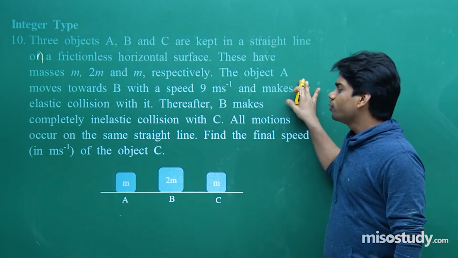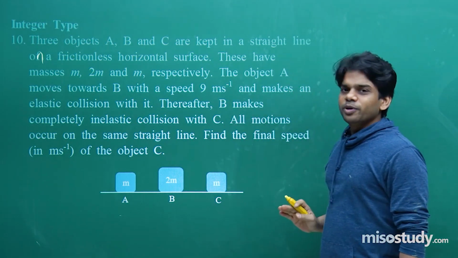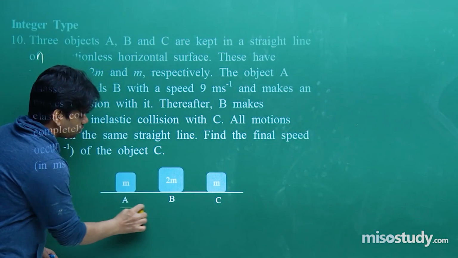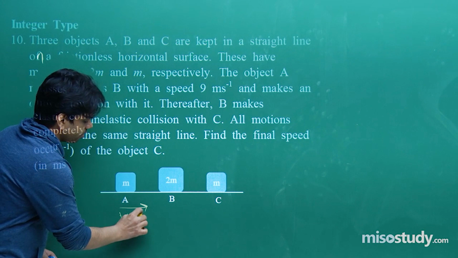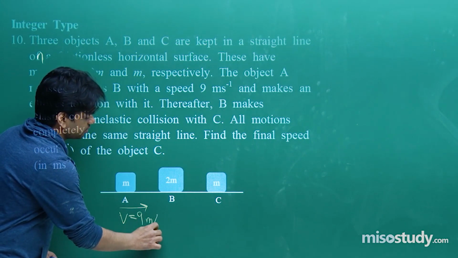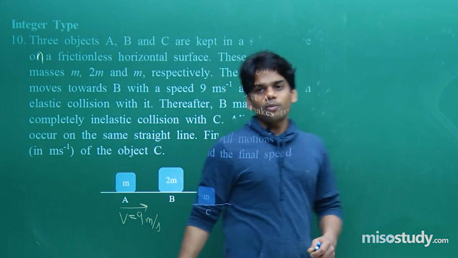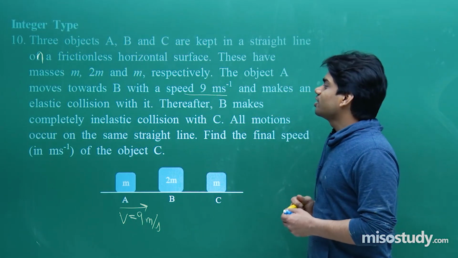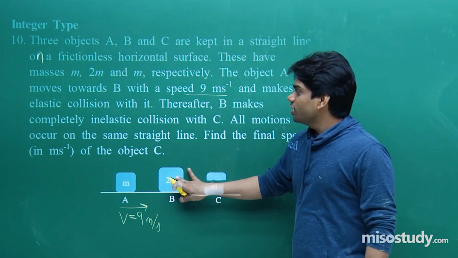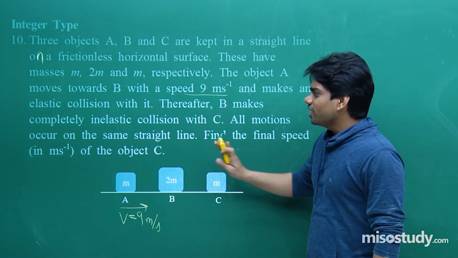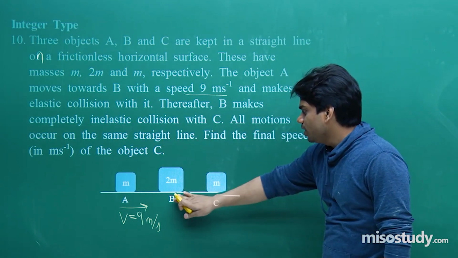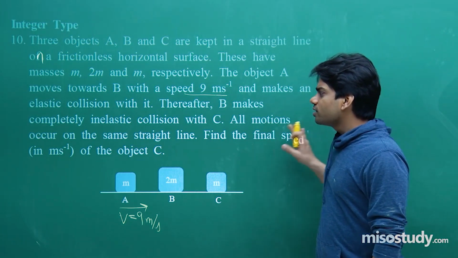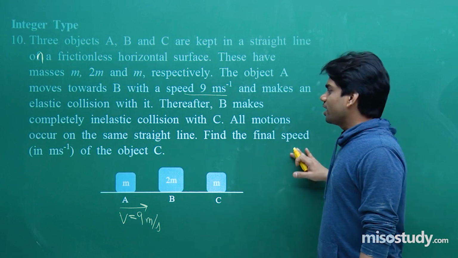The object A moves towards B with a speed of 9 meters per second. So let me mark here, object A moves towards B with a speed of 9 meters per second. This is the first information given, and makes an elastic collision with it, elastic collision between A and B. Thereafter B makes a completely inelastic collision with C. All motions occur in the same straight line. Find the final speed of the object C.